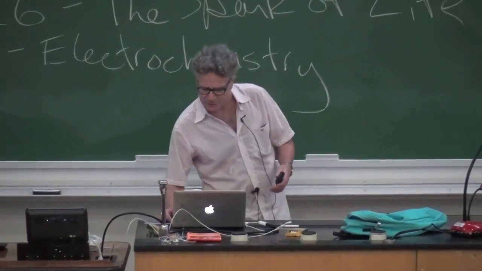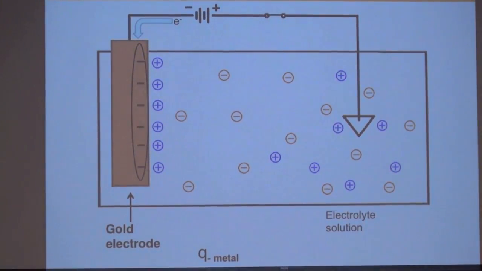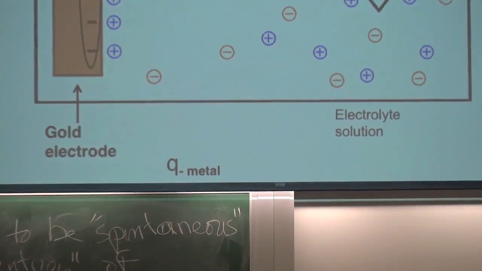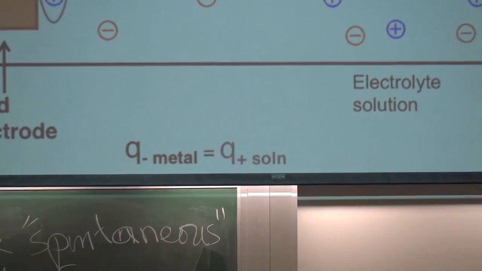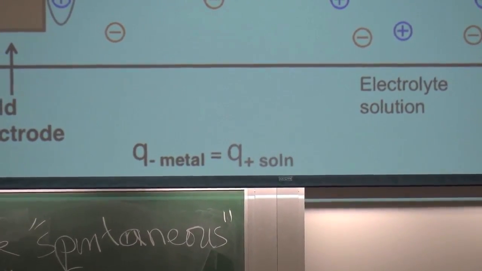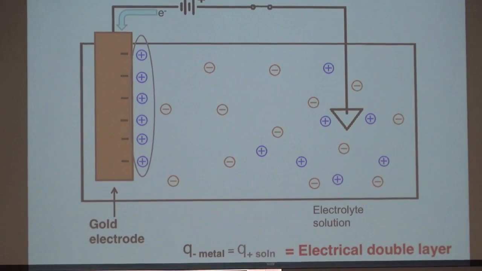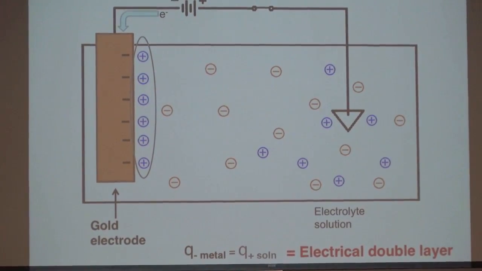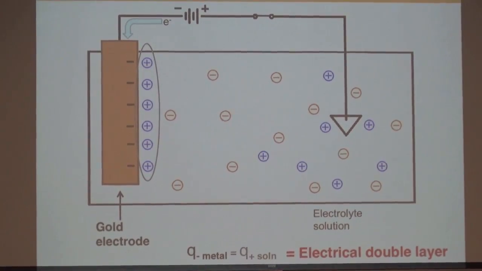And just like in the living cell, charge is usually given the simple symbol Q. So there's excess negative charge, Q metal, that would be just like the outside of the living cell. And there's an equal and opposite quantity of excess positive charge, Q solution. And they're equal to each other. And we electrochemists call that the electrical double layer. And the electrical double layer is stored energy.